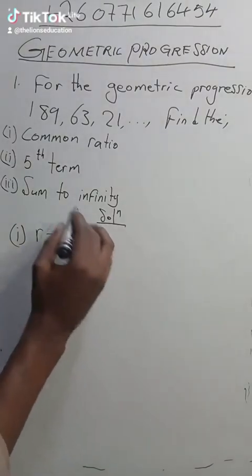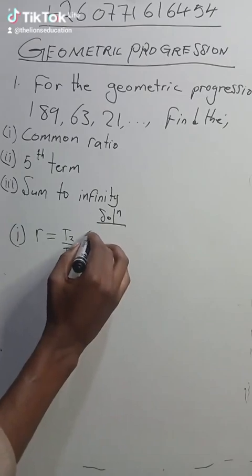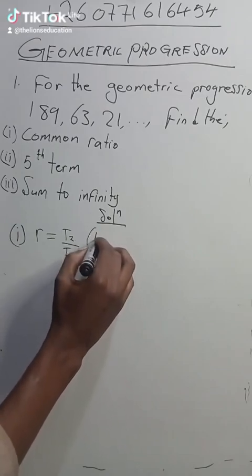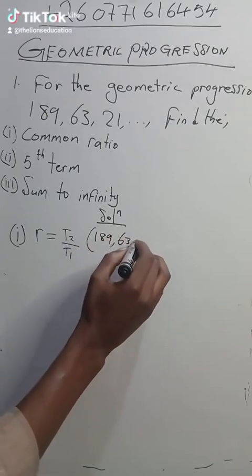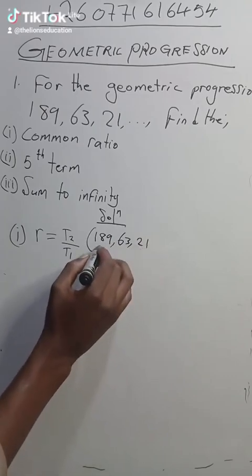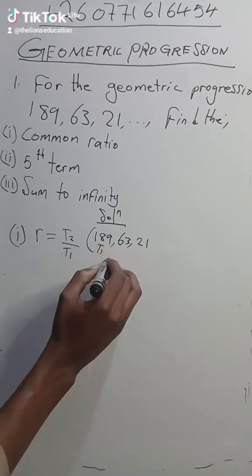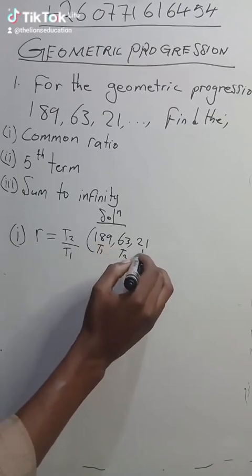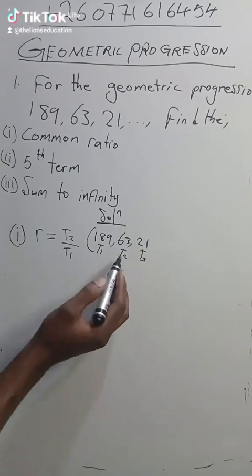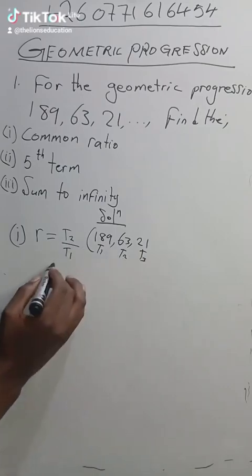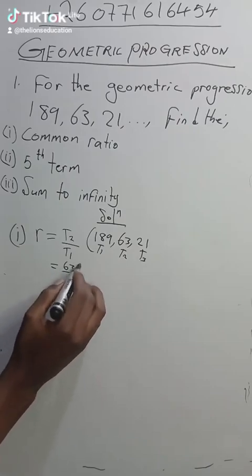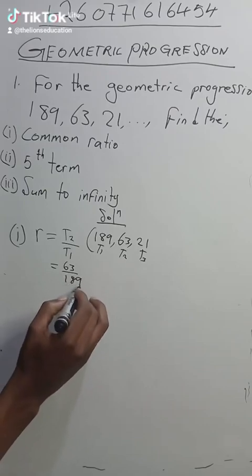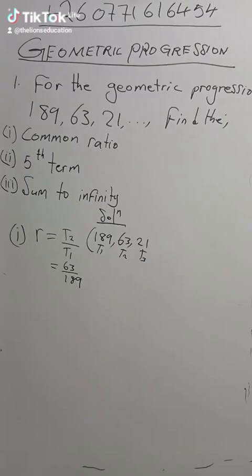We have a sequence: 189, 63, and 21. So this is A, which is term number 1. This is term number 2. This is term number 3. We take term number 2 as our numerator, so we say 63 over 189. Now, when you divide, what are you going to get?